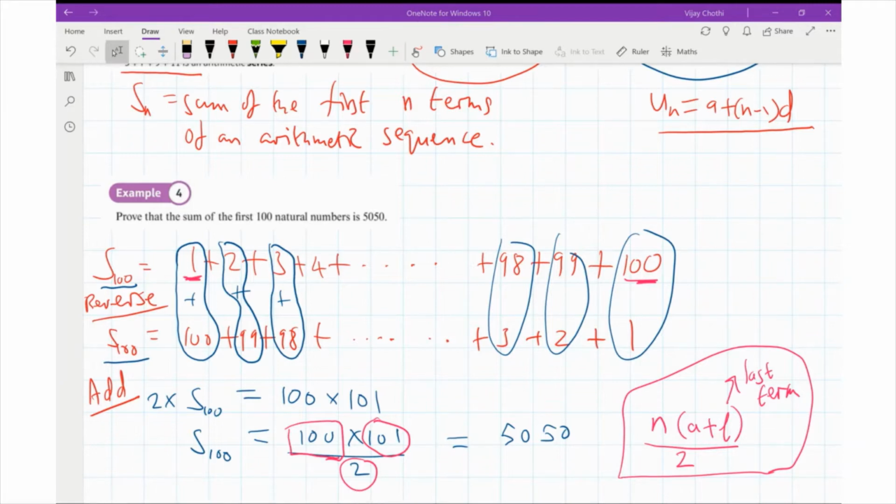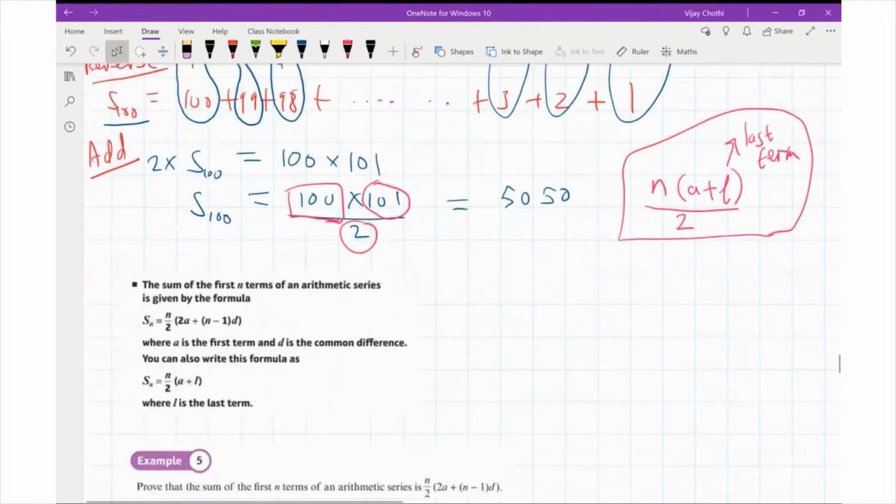There's a more general formula which I'm going to show you now. And you have to learn how to prove this formula as well. This is the general formula for working out the sum of any arithmetic series. You just need to know what n is, what the first term a is, and what the common difference d is. From that, you can get this other version of the formula if you know the last term. So you need to learn the proof, and I'll go through the proof of that formula.